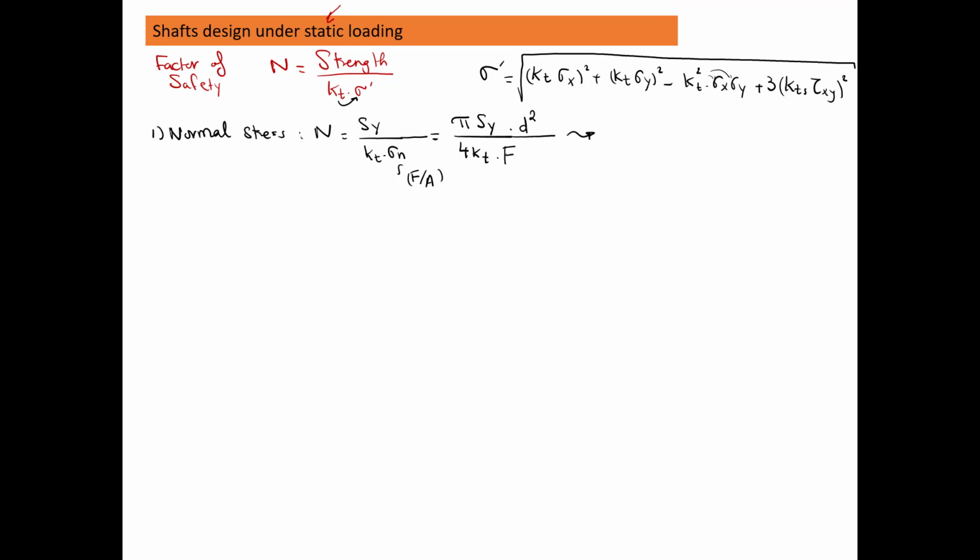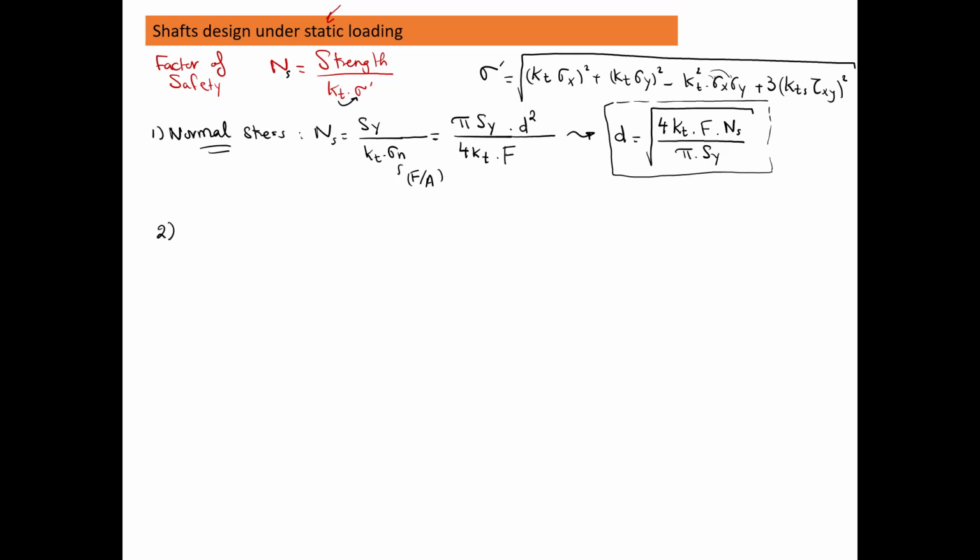From there we can find an equation for the diameter if it's only under normal stress, and that's equal to 4 times the static stress concentration factor times the loading, the applied force F, times the static factor of safety. We can use N sub S since we're only doing static so far, divided by pi times SY, under the square root. So that's my equation that we might use for designing shafts under normal stresses.